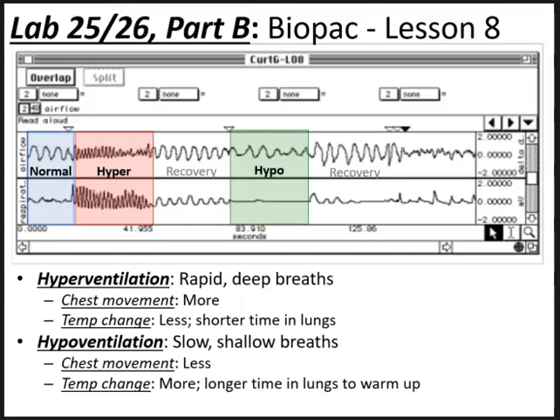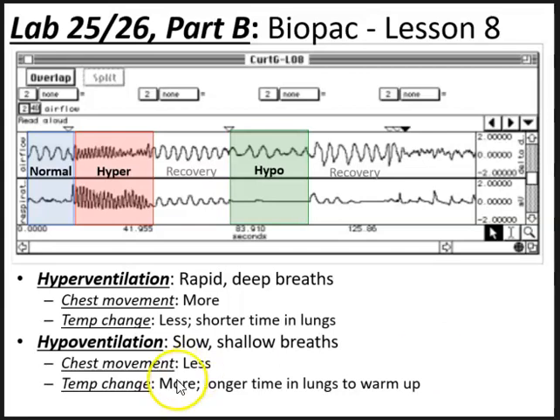So then we have the three conditions that we are testing within this part of the lab. We have normal eupnea, or normal resting breathing, occurring in this blue part. Then we have hyperventilation, which are rapid, shallow breaths. We can see that the respiratory waves are a lot closer together with hyperventilation, because we're doing more rapid, shallow breaths. The change in temperature is smaller because the air does not stay in the lungs very long, so the change in temperature is smaller and the air is cooler.